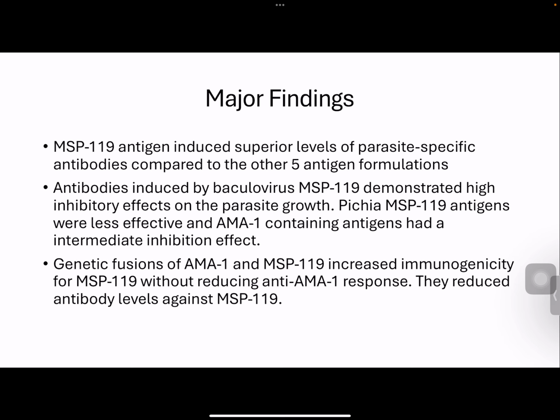So their major findings: they found that MSP119 antigen induced superior levels of parasite-specific antibodies compared to the other 5 antigen formulations. They found that antibodies induced by the baculovirus MSP119 demonstrated higher levels of inhibitory effects on the parasite growth. And then Pichia MSP119 antigens were less effective, whereas the AMA1 containing antigens had about an intermediate inhibition effect. Then they also found that the genetic fusions of AMA1 and MSP119 increased immunogenicity for MSP119 without reducing the anti-AMA1 response.